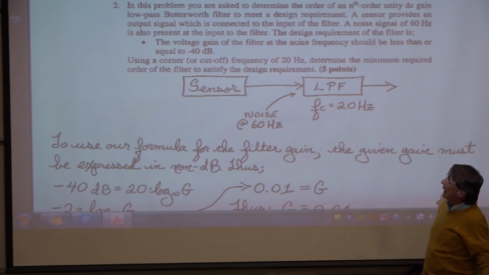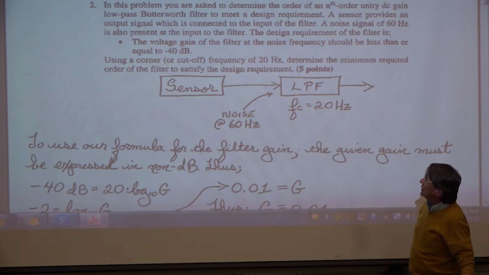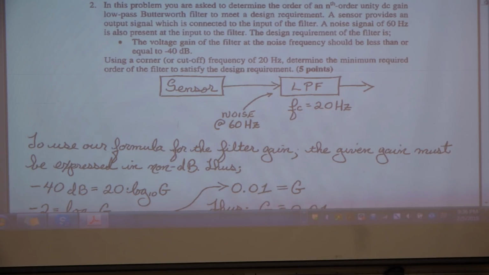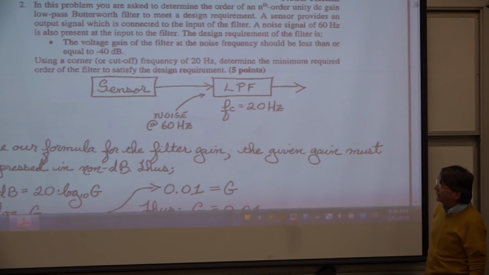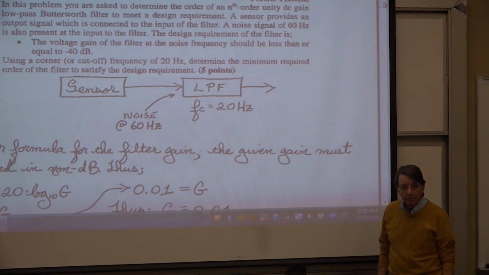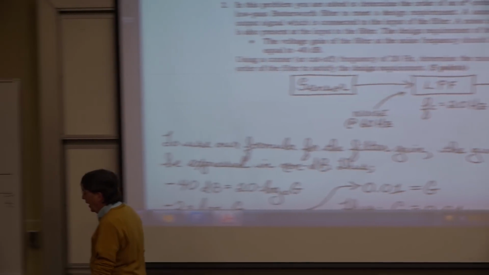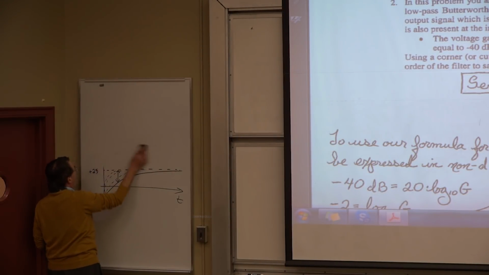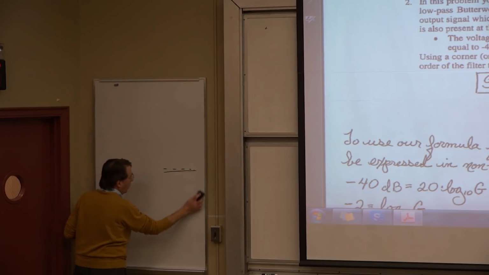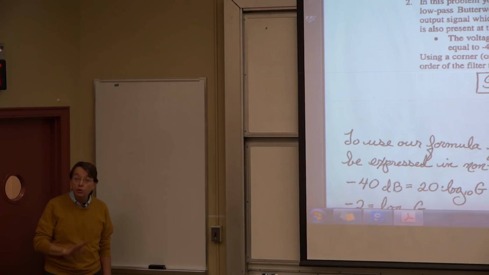So it turns out we want the voltage gain of the filter. I'm reading that bullet item. The voltage gain of the filter at the noise frequency, which is 60 hertz, should be less than or equal to minus 40 dB. So let me pause. I want to come over here to the board and tell you what some common mistakes are so you don't make them, okay?